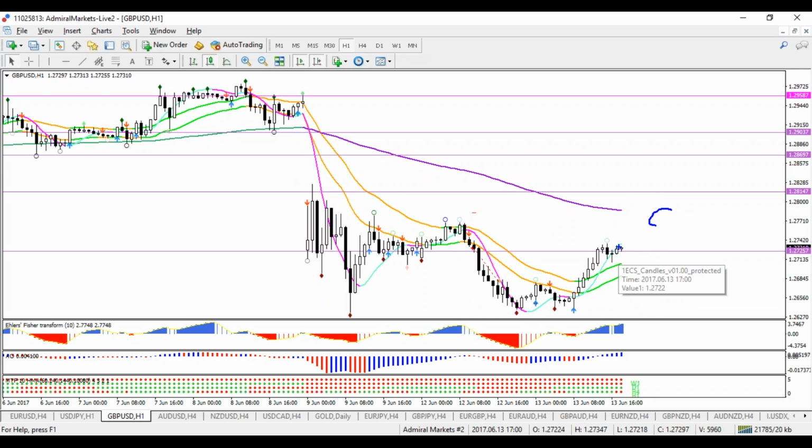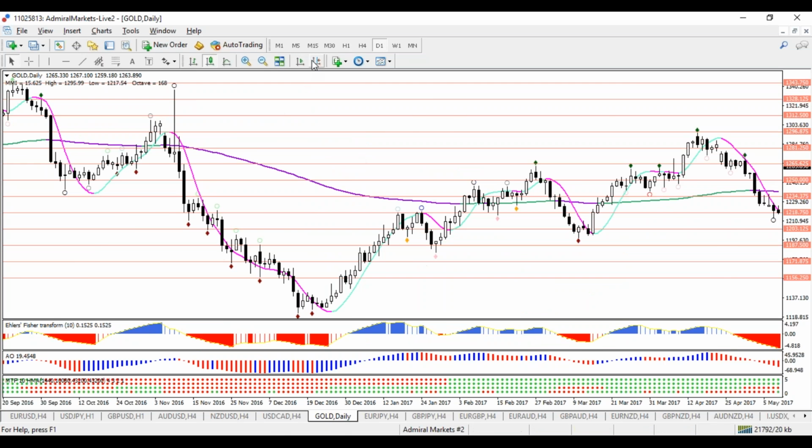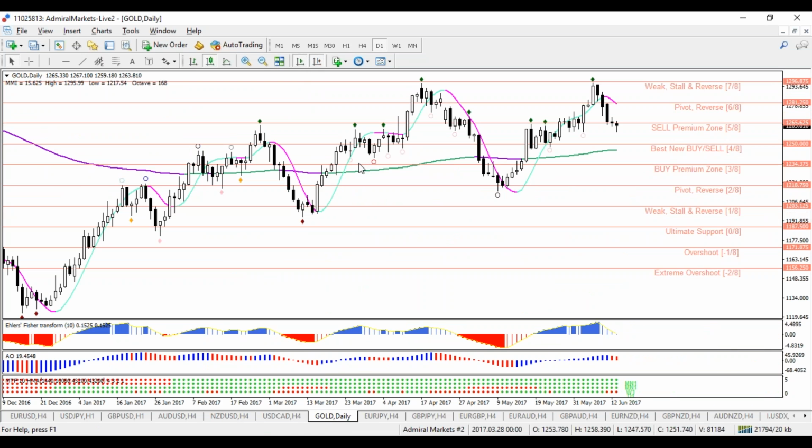Now, whether this wave C is completed or not, I'm not sure, and I think it's not a good spot to trade. Gold, yeah, let's take a look at that right now, no problem. Then we'll take a look at the Aussie, I think, after that.